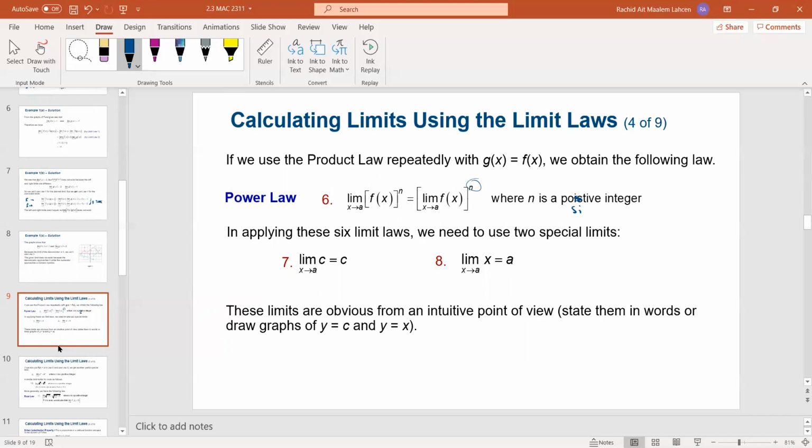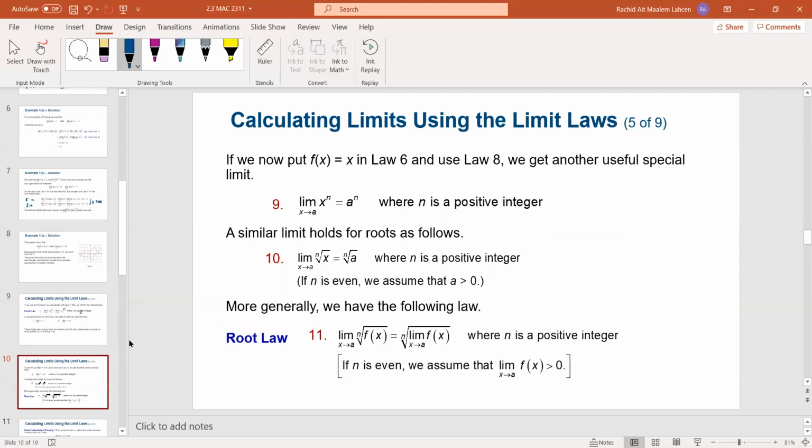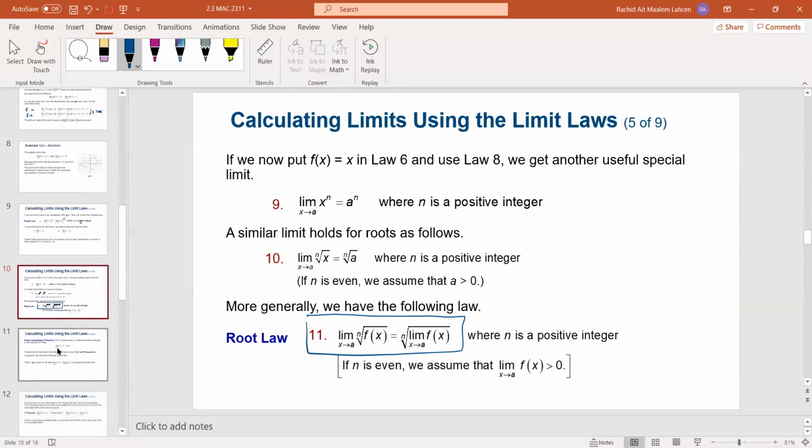Of course, we work with positive integers. Even for exponents, when they are negative, we return them to positive. So we're not talking about negative exponents here. All right, so that's one. And so you can also apply the root law here similarly, right? The nth root of f of x, right? And so the limit as x approaches a of that is the nth root of that limit, right? So that's similarly not an issue.